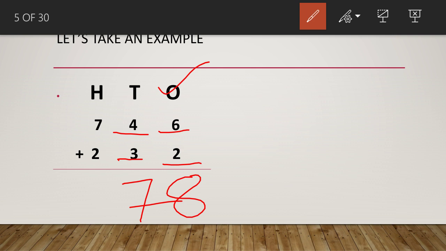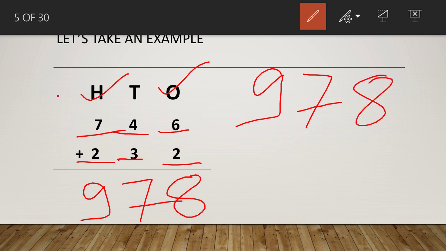Now we will add those numbers which are at the hundred place. So the numbers are 7 and 2. So 7 plus 2 is equal to 9. Thus, when we add 746 and 232, the sum will be 978.